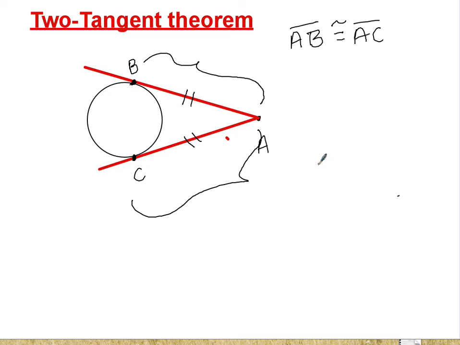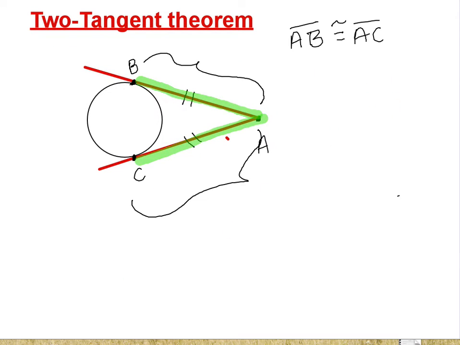The two-tangent theorem tells us that if there's a point outside of the circle, the two tangent segments that extend from it would be congruent. Okay, so just from segments between two points, correct? So between B and A, and between C and A, those segments would be congruent.